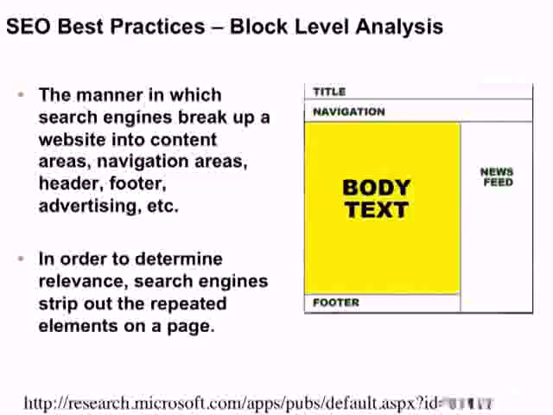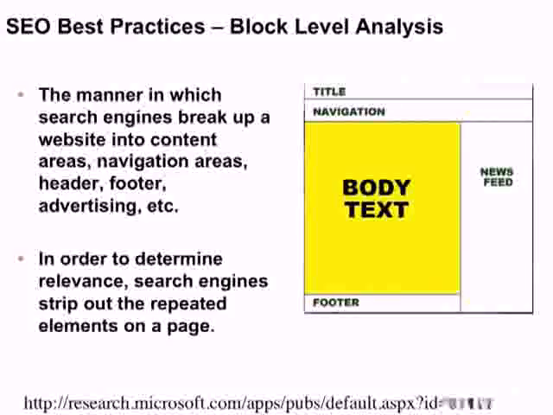So the idea of block level analysis is not really a best practice per se, but it's something that's important to understand. It's the manner that search engines break up a website into the different areas, the content areas where the body text is, the navigation, the title, the footer, the advertising. And in order to determine the relevance of a web page, they strip out the things like the navigation and the footer, or put less weight on those, maybe not strip those out. And they look mainly at the body text for that relevance. What is the site about? What are people writing about? What's the content associated with this page and with this domain?